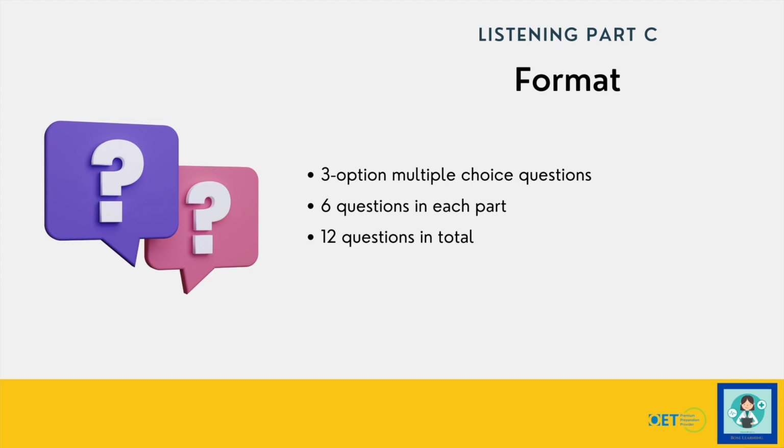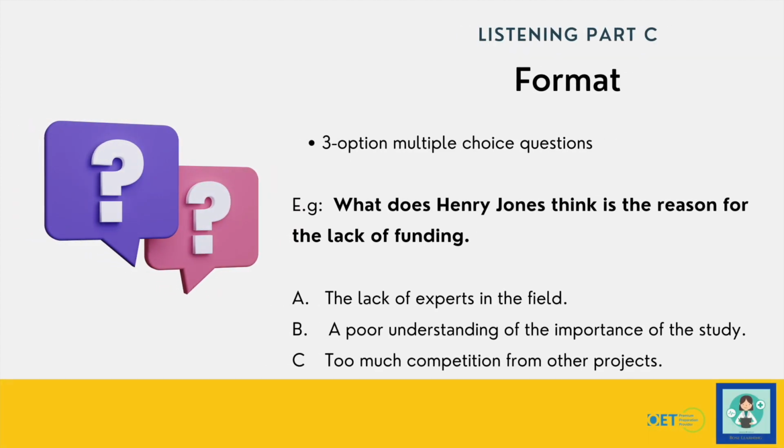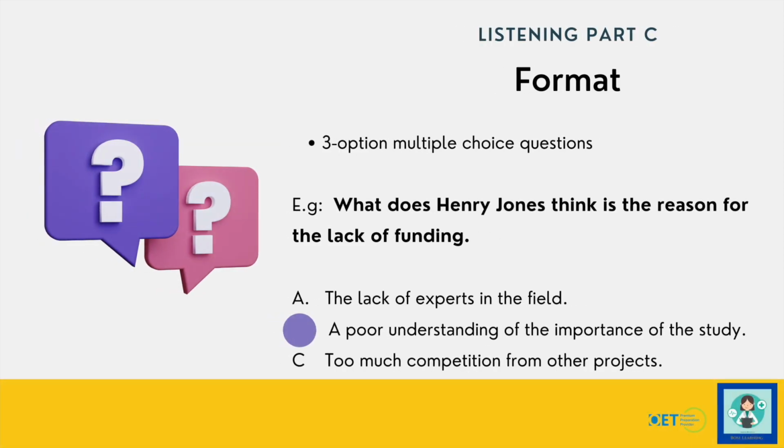And in terms of the actual questions themselves, well, you'll be given 3 option multiple choice questions. There are 6 questions in each part, so that's a total of 12 altogether. You'll get a question something like this: what does Henry Jones think is the reason for the lack of funding? And you'll be presented with 3 options, A, B or C. You have a listen, you understand, and then you select the most appropriate option by shading in the circle.